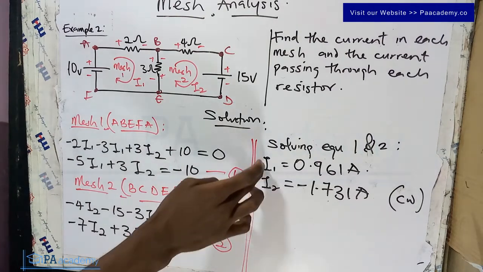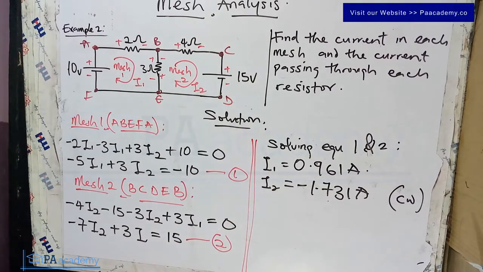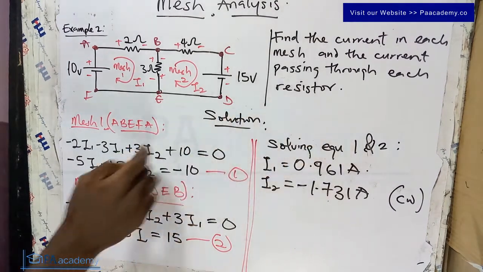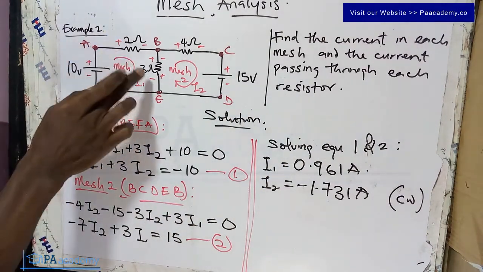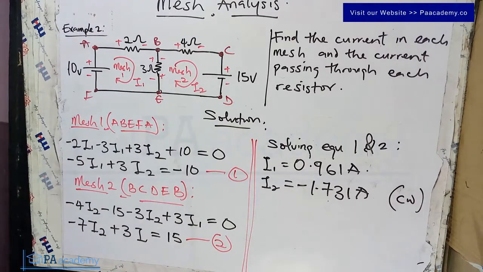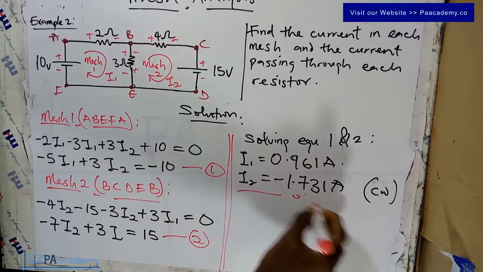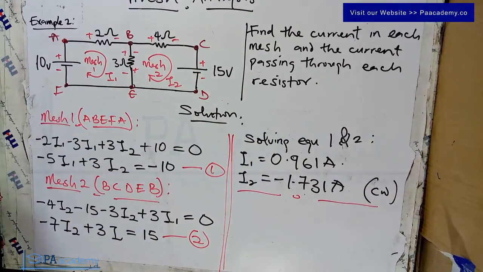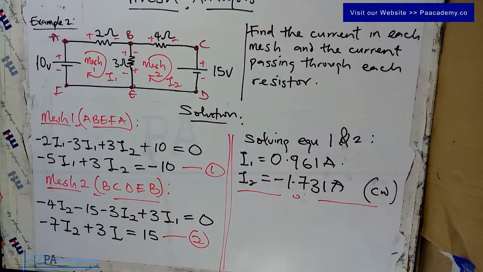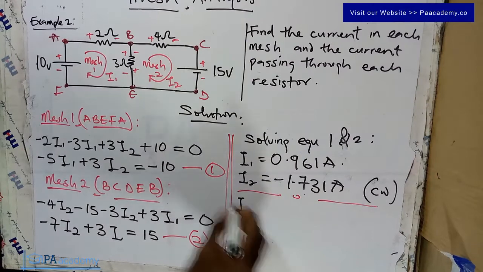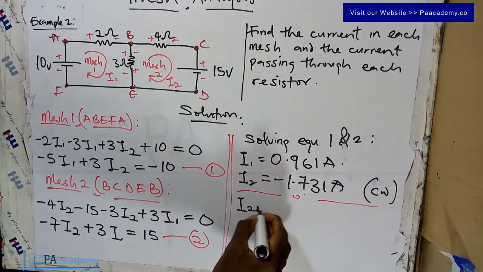Alright, so we've been able to get the currents I1 and I2. The next thing for us to do is to get the current that is flowing through each of these resistors. So we have the 2 ohm, 3 ohm and 4 ohm resistors. The one we are going to consider first is the 2 ohm resistor, so that will be the current I flowing through the 2 ohm resistor.